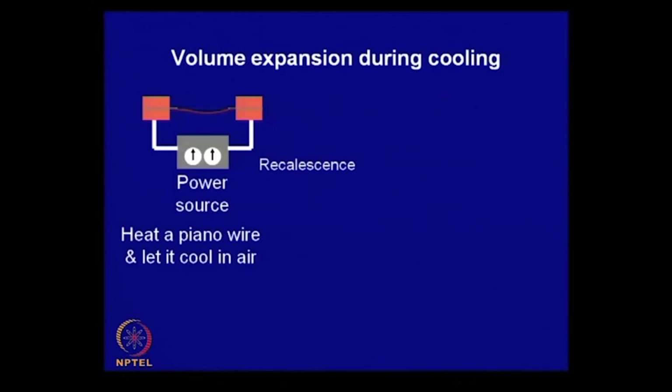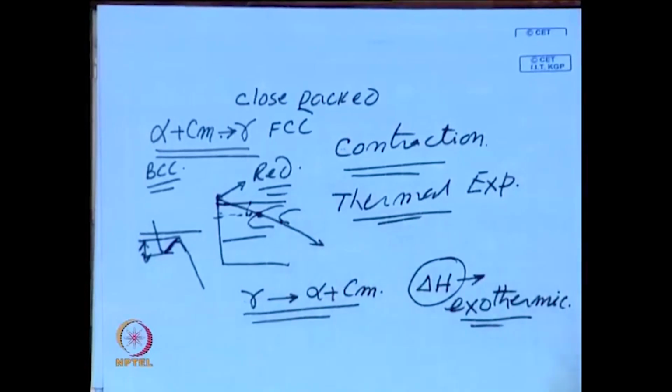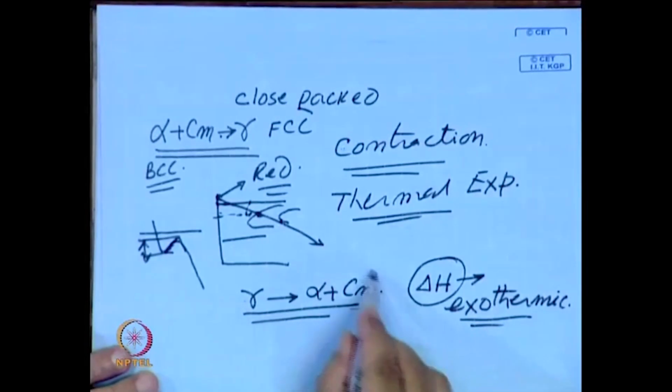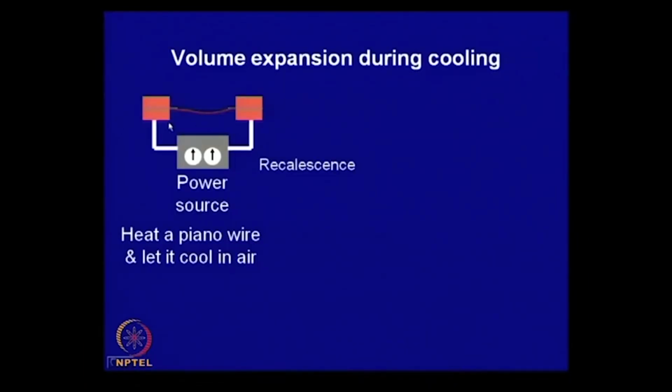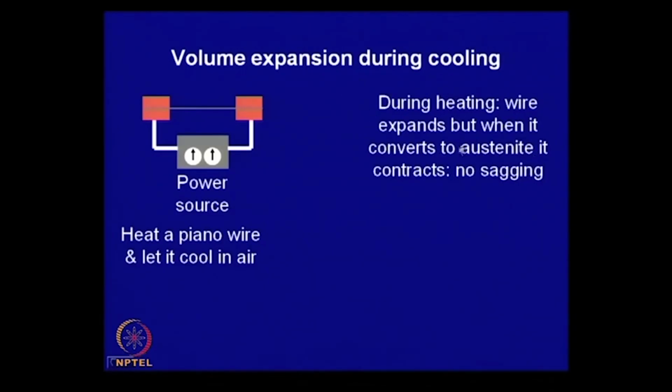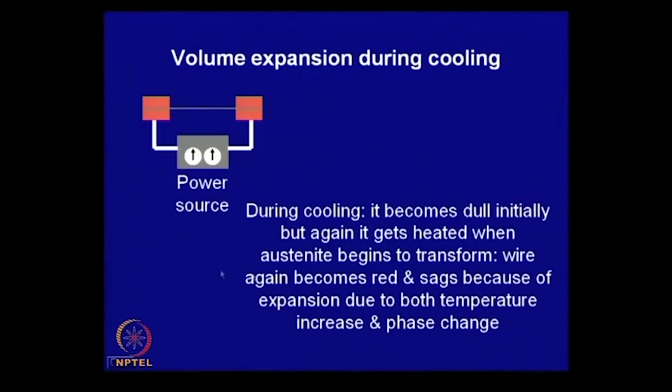And when it becomes red, you will find that it sags, because there is thermal expansion, and also expansion when this transformation takes place. This also is a volume expansion. So both add together, and the sagging is visible. This process of getting heated up again is called recalescence, and in this experiment it becomes visible, and if you have a temperature measuring device, you can possibly find out the transformation temperature as well. As I have already explained, during heating the wire expands, but when it gets converted into austenite it contracts, so there is no sagging, whereas in the other case both add up and there is sagging.